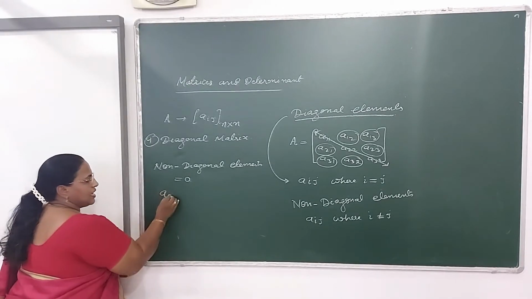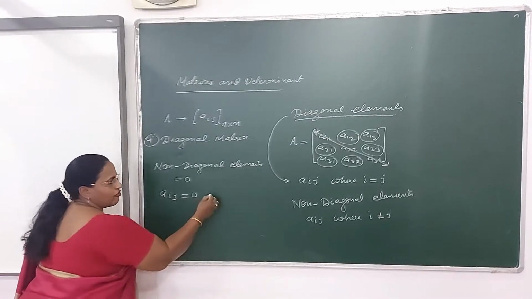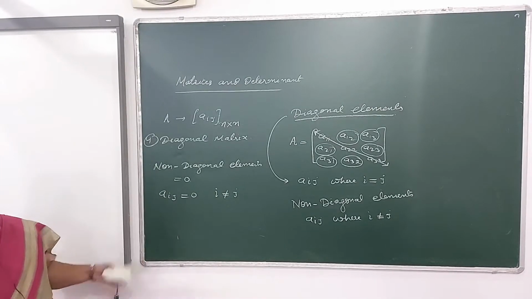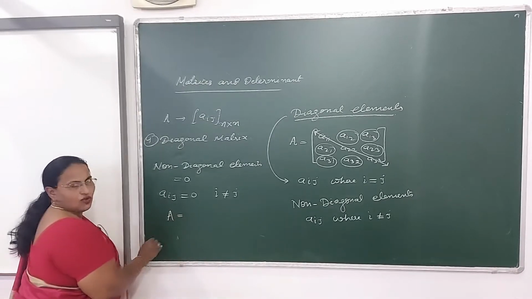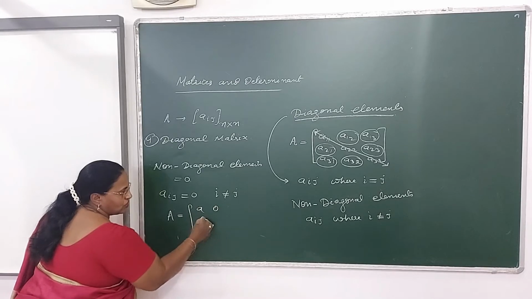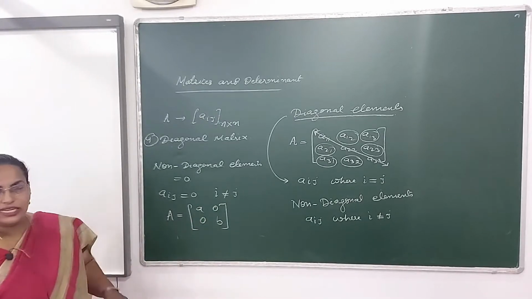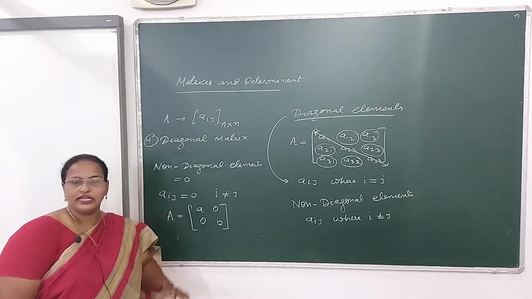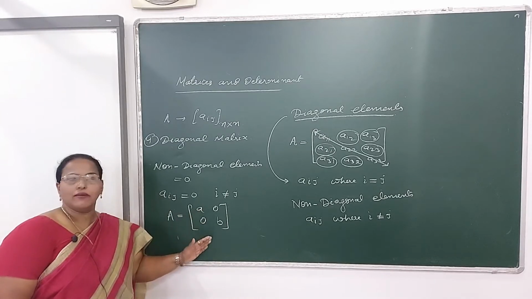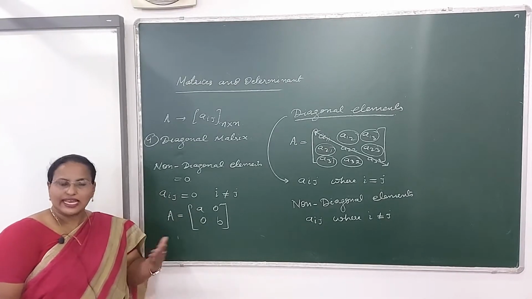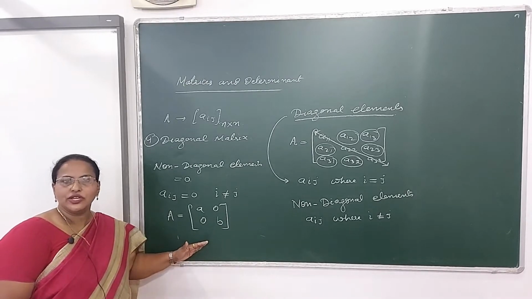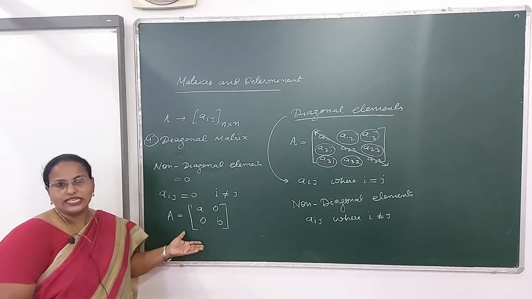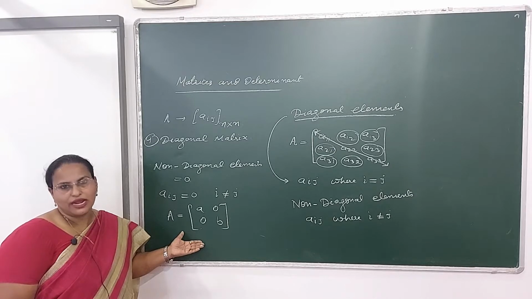Non-diagonal elements means Aij is 0, for which cases? For the values i not equal to j. Now let us take an example for this. A is equal to [a 0; 0 b]. Let us see whether it is a diagonal matrix or not. First of all, is this a square matrix? Yes, definitely it is a square matrix because the number of rows and the number of columns is the same. Secondly, are the non-diagonal elements 0? Yes, they are. The diagonal elements are a and b. The non-diagonal elements are 0. So this is obviously an example of a diagonal matrix.